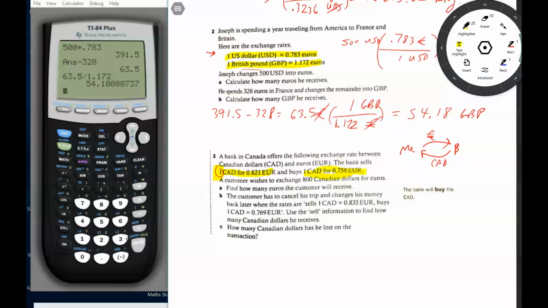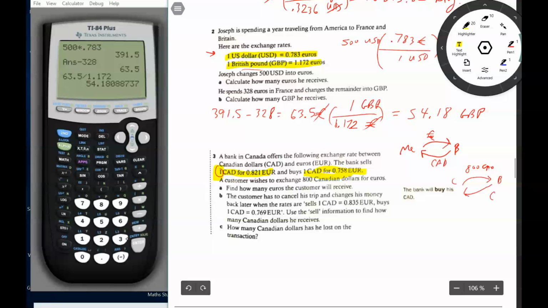So a customer wishes to exchange 800 Canadian dollars for euros. How many euros will the customer receive? Okay, so if I'm giving 800 Canadian dollars, that's the opposite direction of what I drew here. So the customer is going to give 800 Canadian dollars to the bank, and the bank is going to give back another amount. It's going to give euros, right?